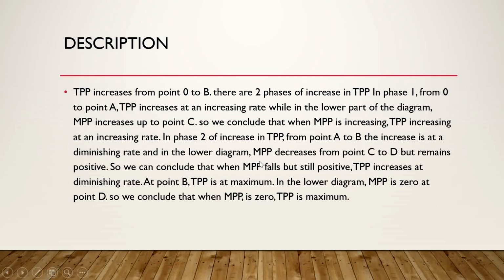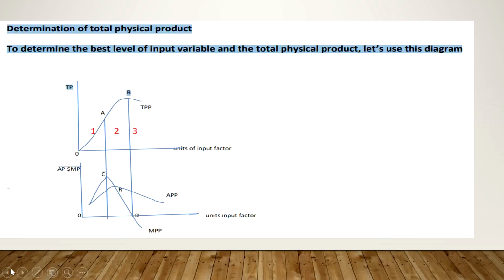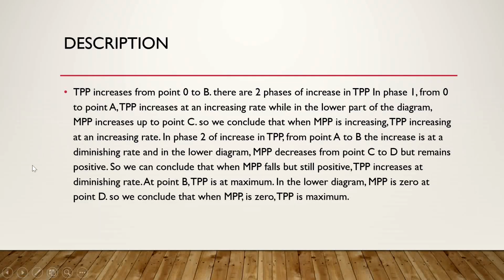In the lower diagram, marginal product decreases from point C to D but remains positive. So we can draw a conclusion: when the marginal physical product falls but is still positive, total physical product increases at a diminishing rate, and at point B, total physical product is at maximum.